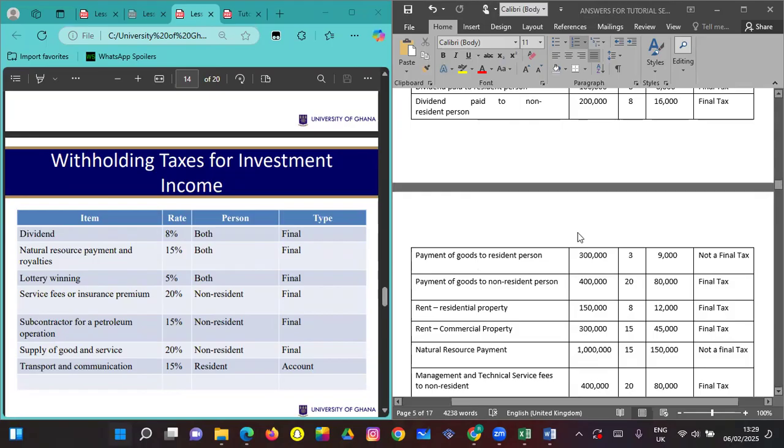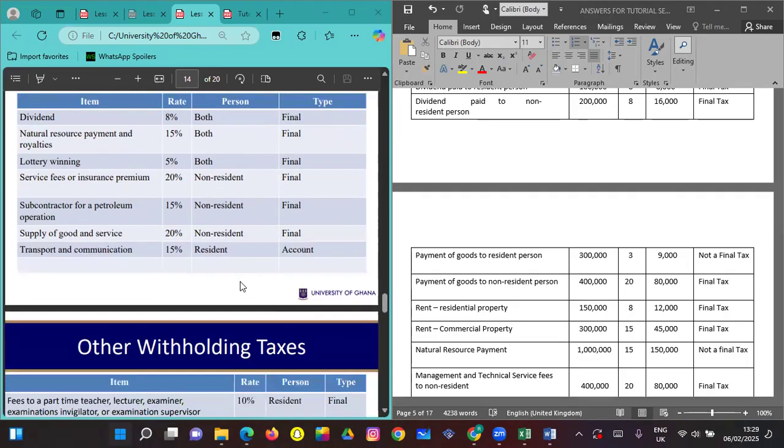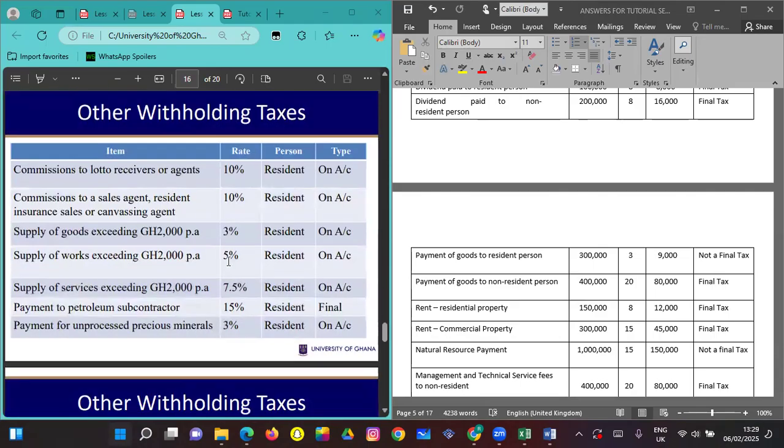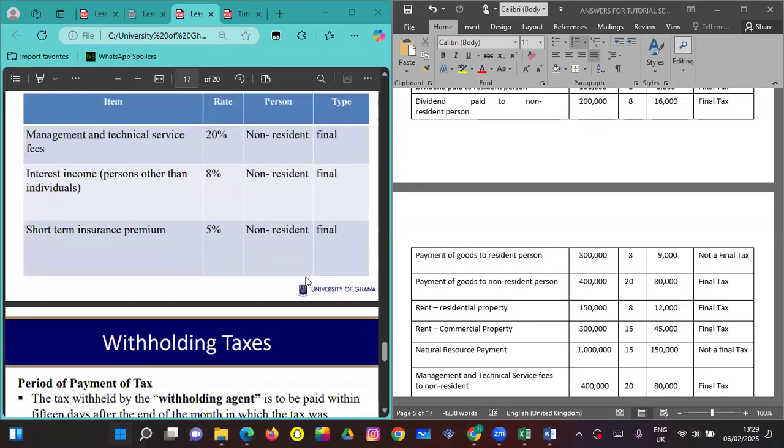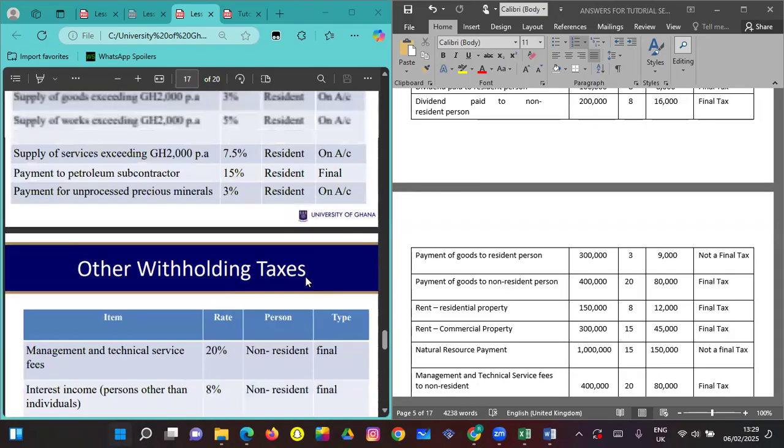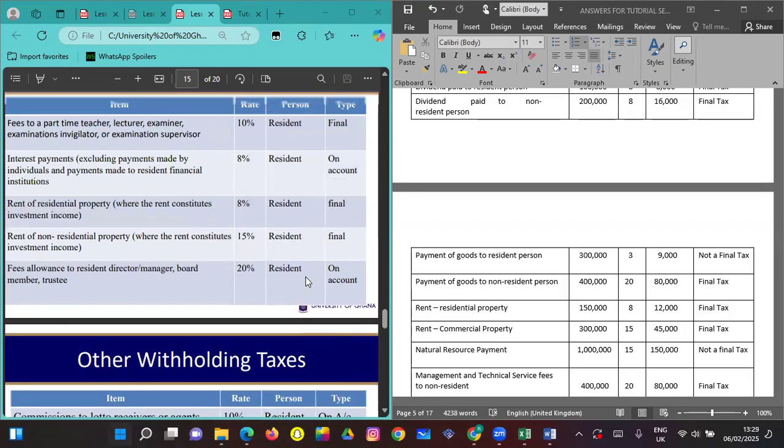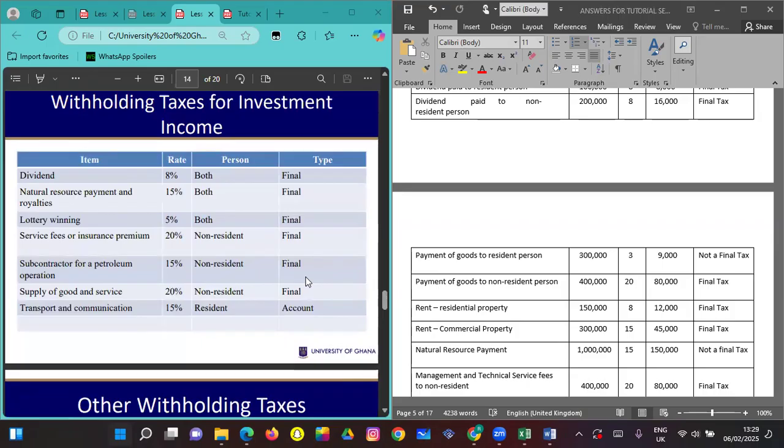Payment of goods to residents. As far as it is more than 2,000, it is 3%, and it is not final. Payment of goods to non-residents. Supply of goods to non-residents, 20%, and it is final. See, non-residents are final.